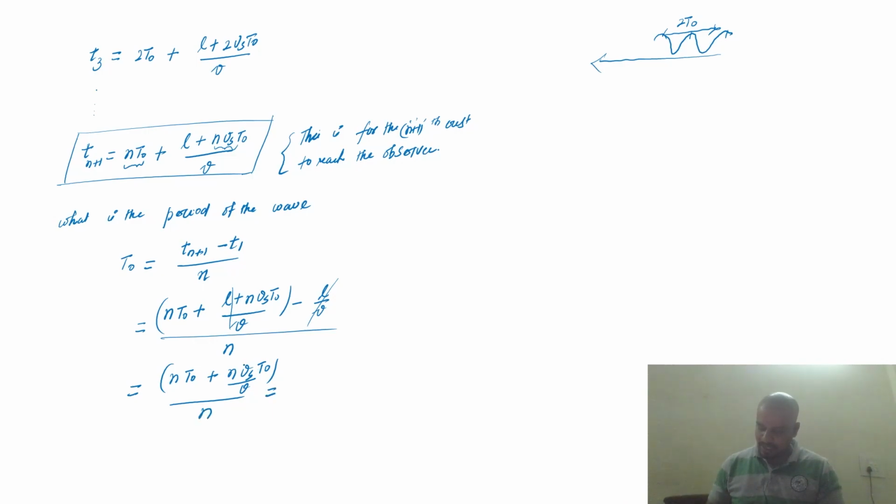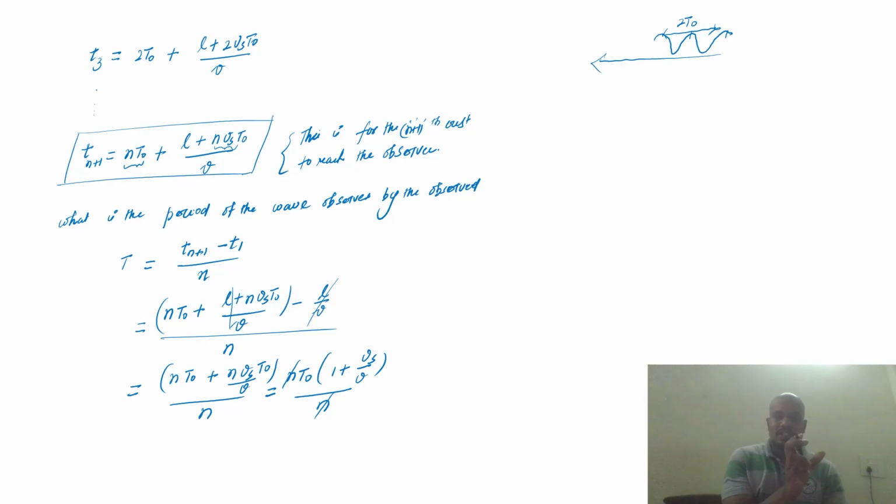We can take n t naught outside, inside 1 plus Vs by V, whole divided by n. So we can cancel one n and one n. Then here, actually, what is the period of the wave observed by the observer? Because the period is not the same. The period for the source will be t naught. The period of the wave at the source is t naught.